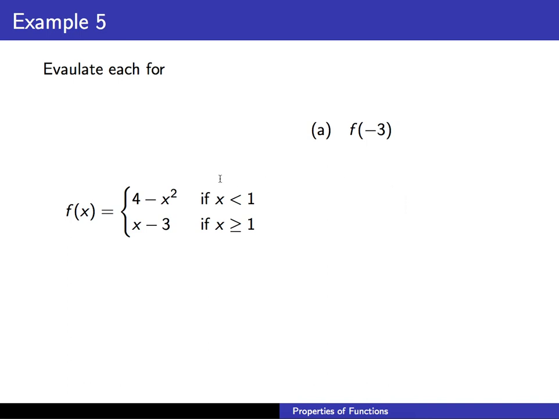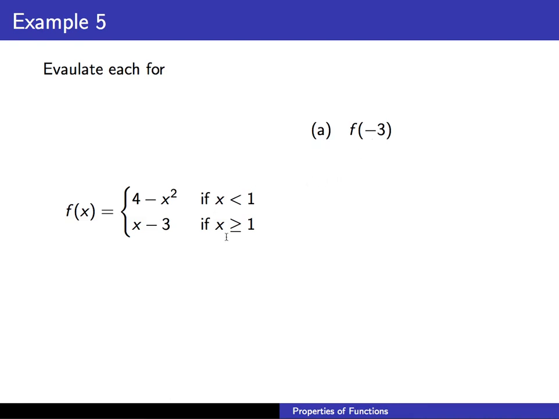So in example 5 here, we have a little bit simpler piecewise function. We have 4 minus x squared when x is less than 1, and x minus 3 when x is greater than or equal to 1. And in my Desmos tutorial playlist, I have a video on how to put piecewise functions into Desmos, so you can actually see a visualization of something like this. But for our purposes here, we're going to evaluate f of negative 3.